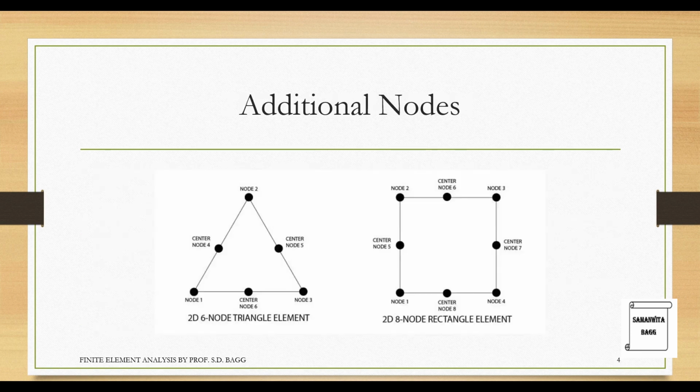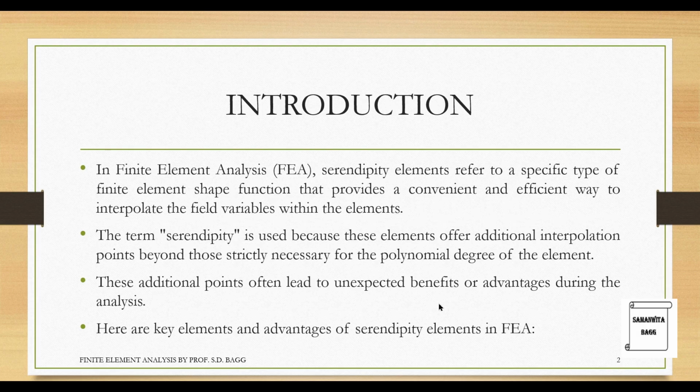So suppose you are talking about an element like this, if you see here, 1, 2, 3, 4. These are the regular nodes of a rectangle. But when you provide additional nodes like 5, 6, 7, 8, this is what helps you get a better solution, because the more the number of nodes, the better will be your solution. So when you have more nodes, beyond the polynomial degree of the element, it will help you get better results, and that is nothing but serendipity in FEA.